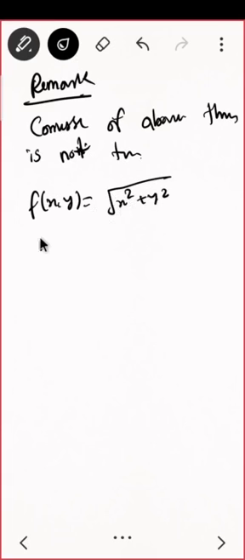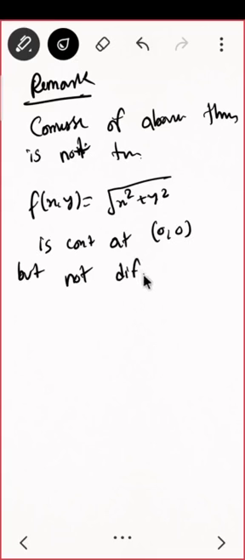This function is continuous at (0, 0), but not differentiable. Continuity is easy to prove here. This is a polynomial only. So I'll have to prove this is not differentiable. But I'll prove this with the following theorem. To prove this is not differentiable, I am lacking something.